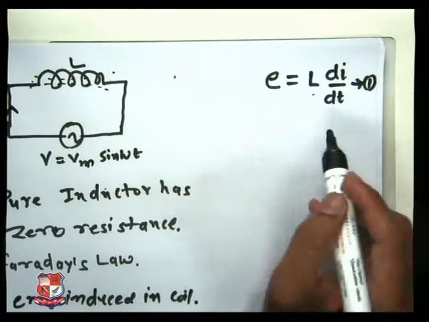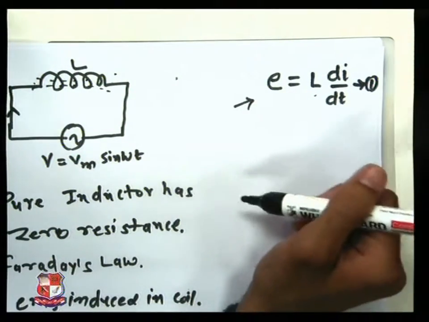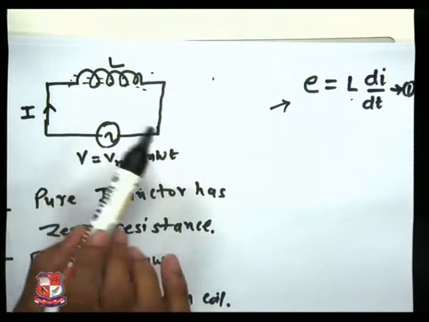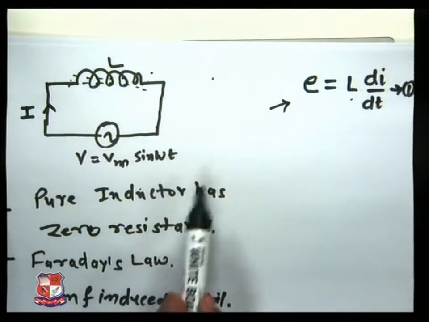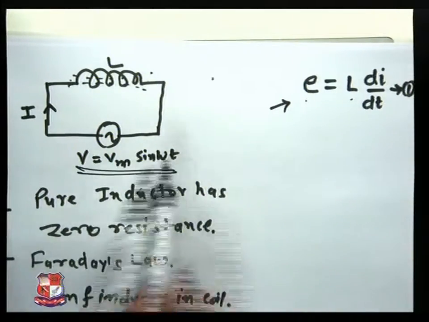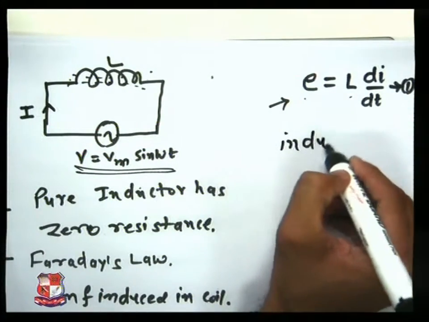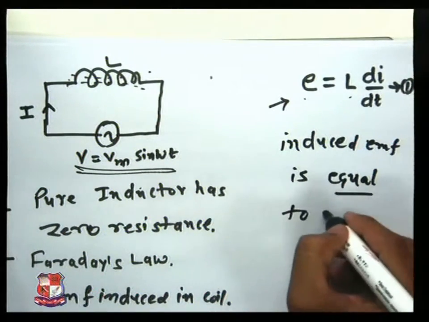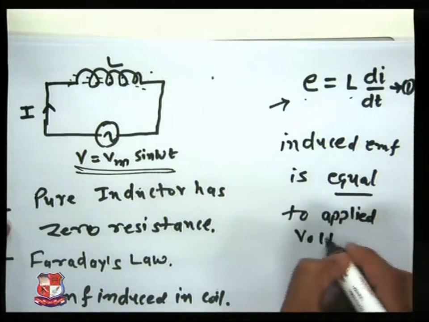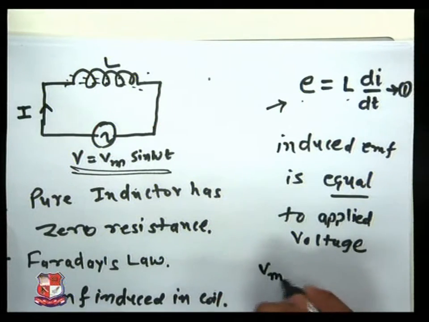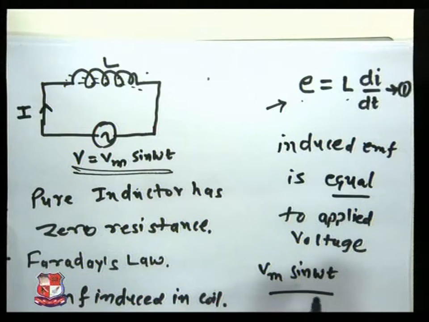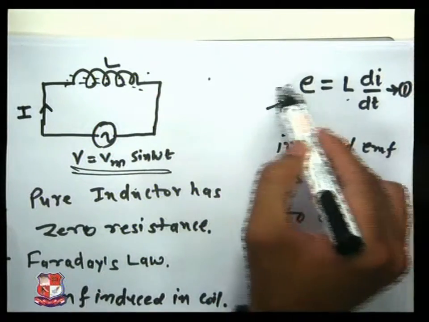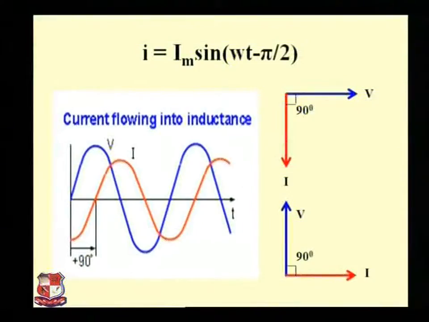Now the magnitude of this self-induced EMF is equal to the applied voltage, because in this pure inductor there is only a coil and no resistance, that means zero resistance. That means the induced EMF is equal to the applied voltage, and that is Vm sin omega t. So the induced EMF E and Vm sin omega t both are equal, so we put Vm sin omega t in place of E.